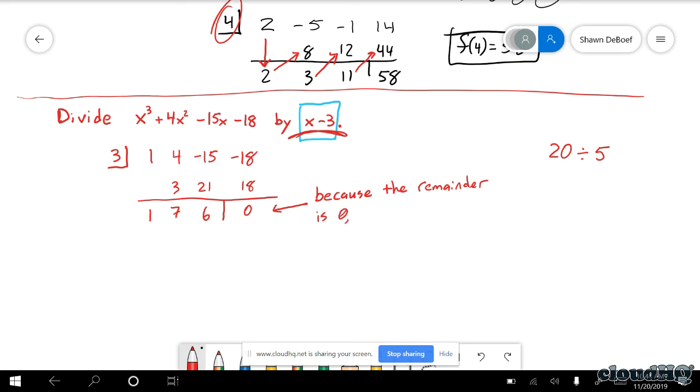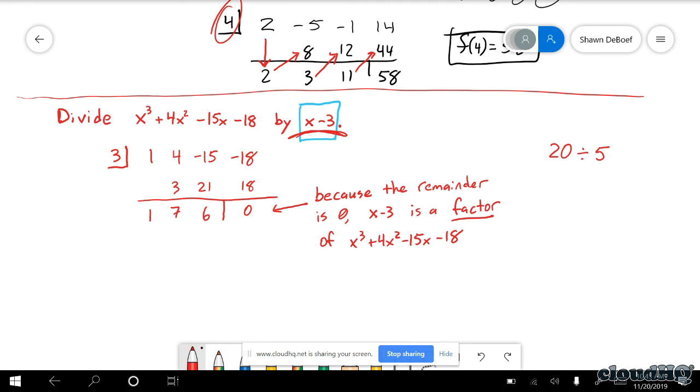Because the remainder is 0, I can say that x minus 3 is a factor of x cubed plus 4x squared minus 15x minus 18. If there was a remainder, it would not be a factor. But because the remainder is 0, we know that's a factor.